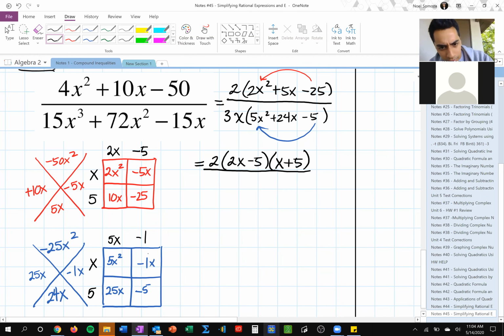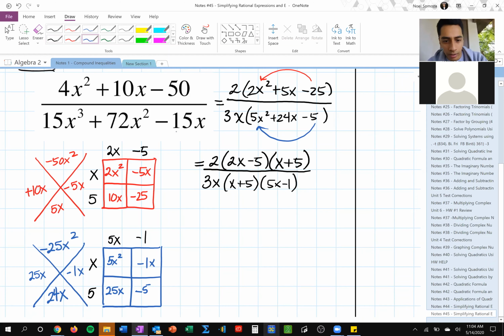So now in my denominator, what I can say is, and we'll bring down that 3x, I also have x plus 5, and then I also have 5x minus 1. Okay, so a little bit more work for this one because we had to do some factoring there, but not too bad, right? So now that everything is factored, remember that now is the time to look for the excluded values.